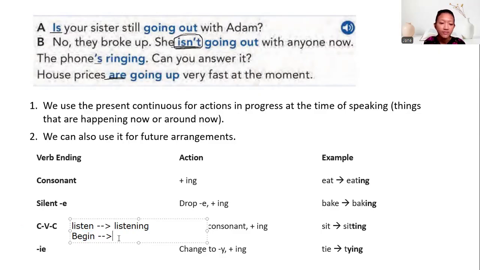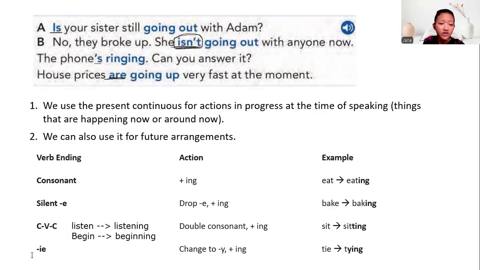GIN, right? CVC. But when we spell this one, BEGINNING. Why is that? Still, pronounce the word. Do we say begin or begin? We say begin. So if you stress on the second syllable, then we double the final consonant, right?